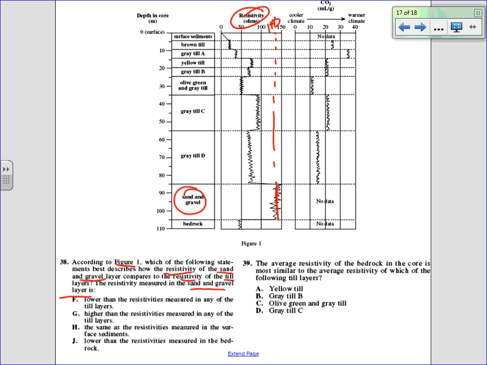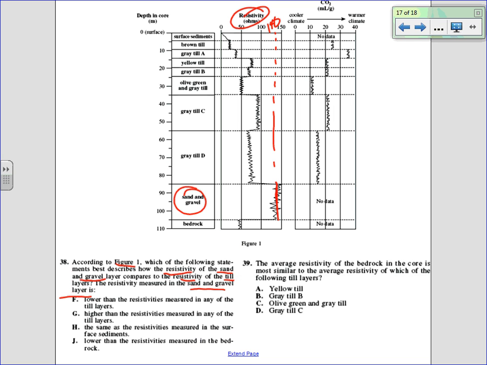So which of the following is true if we added these answer choices to the end of the sentence? The resistivity measured of the sand and gravel layer is lower than the resistivities measured in any of the till layers, higher than the resistivities measured in any of the till layers, the same as the resistivities measured in any of the surface sediments, and lower than the bedrock. So let's see if they're true.